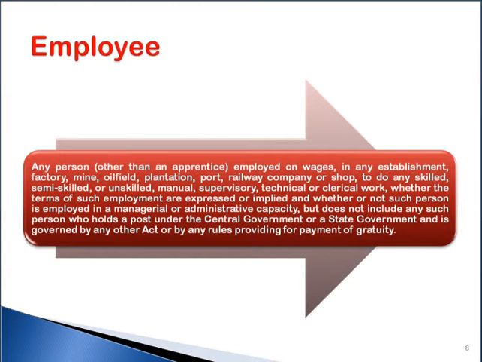If you read the first line, it clearly states that any person other than an apprentice. The articleship that you do under a chartered accountant is covered under a separate law by the name Apprentice Act. So apprentices are not included in the definition of employee. This means that even if you would be doing your articleship very ethically, because you are defined as an apprentice, you are not an employee, and you shall not be eligible to receive gratuity.